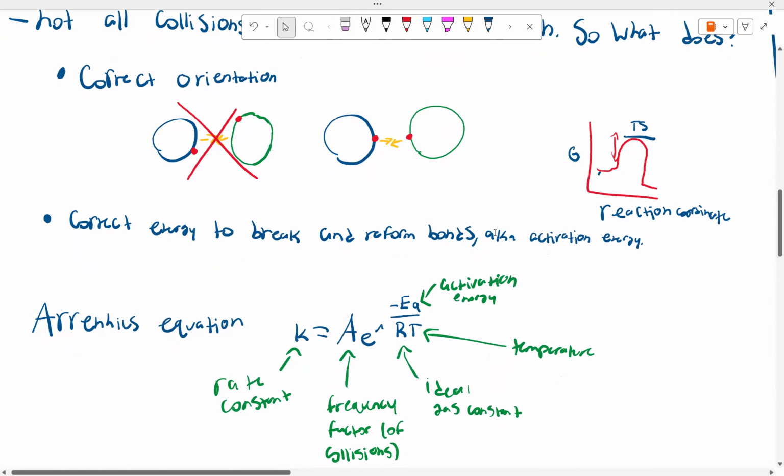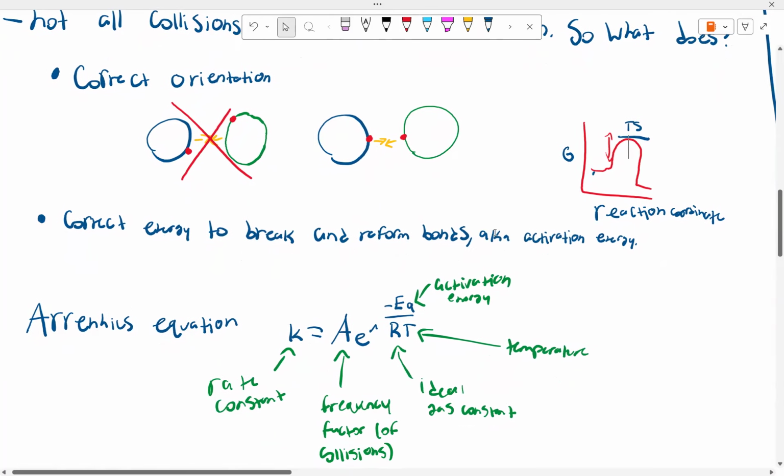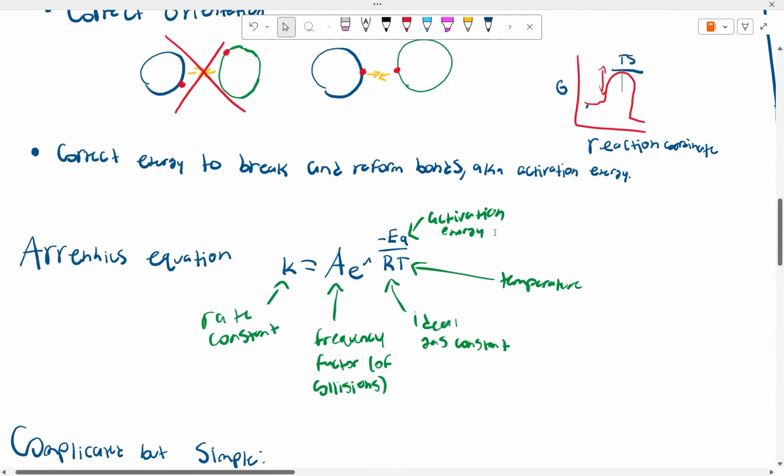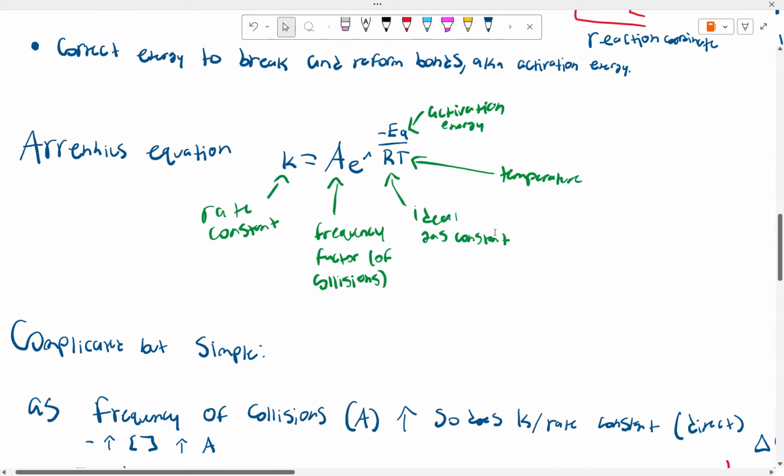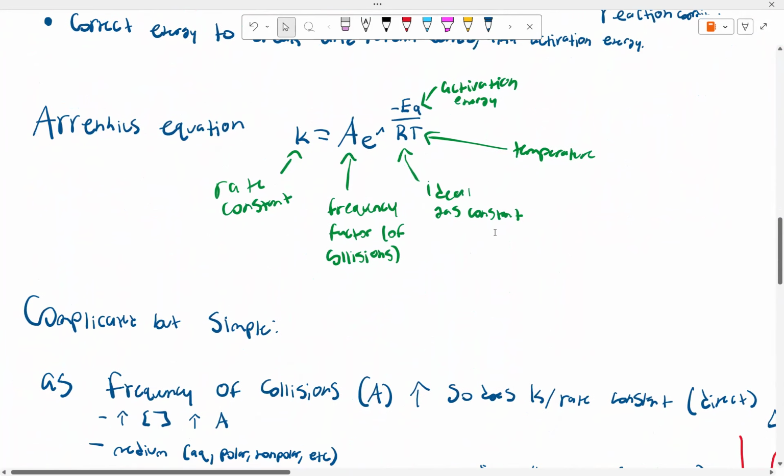So you need the correct energy to break and reform those bonds. Here are the components that go into the rate constant, which is also okay, but it's not a true constant. We'll get to that in a little bit. So the rate constant and the Arrhenius equation, which you don't need to memorize, just know the patterns.